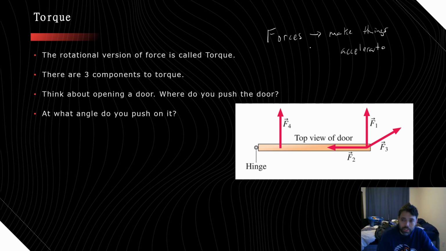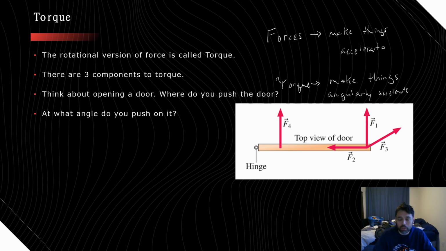So if forces make things accelerate, then torque makes things, can you say it? Angularly accelerate, right? They make things rotate. Angularly, is that even a word? I don't know if I'm going to write it. Accelerate, right? So if I want to push a thing in a straight line, I apply a force. If I want to rotate something, I need torque.